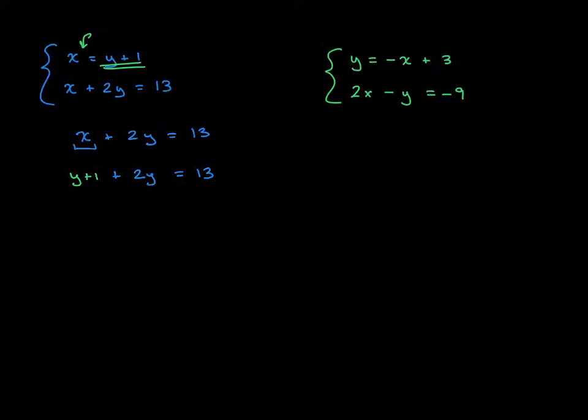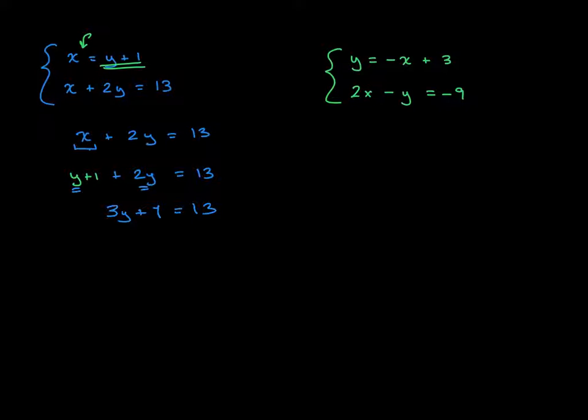So why again is this important? Because instead of having an equation with two variables in it, an x and a y, I now have y's together. So now I have an equation that I can solve. I'm going to combine like terms here. 1y and 2y make 3y, plus 1, equals 13.